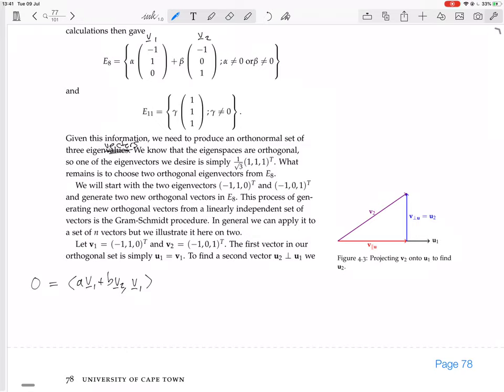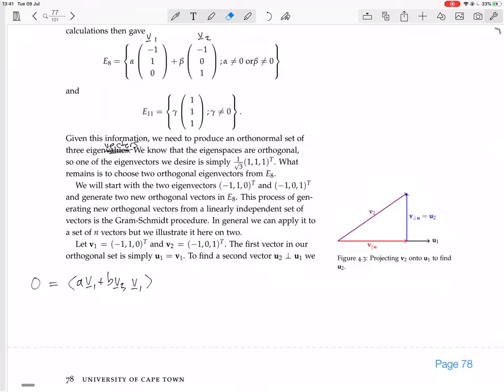So we could find it by solving this equation for A and B. Actually, this equation doesn't uniquely define A and B, because this gives us a linear combination from the eigenspace E8 of any length. And we don't actually care about the length. At the moment, we're just looking for a vector that is orthogonal to V1, and we don't care how long it is because later on we're going to normalize it.